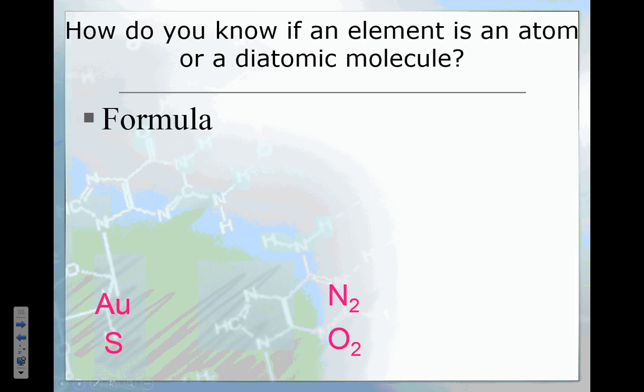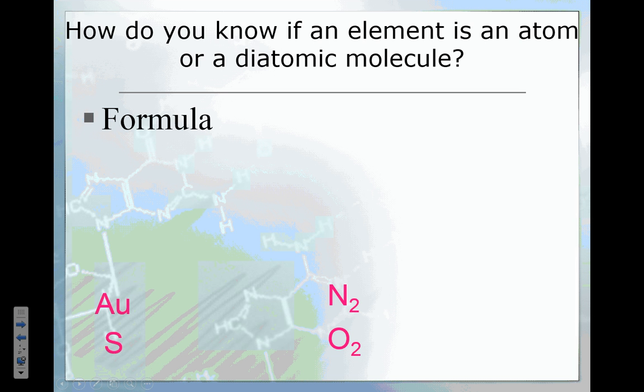Now, if we look at elemental things, how do you know if an element is actually an atom or a diatomic molecule? Because I mentioned there are actually two types of elemental substances. Some of them are like gold and sulfur, in that they're atomic in nature, and some of them are like nitrogen and oxygen. They're actually two atoms fused together to make a molecule, hence the name diatomic, two-atom molecules.